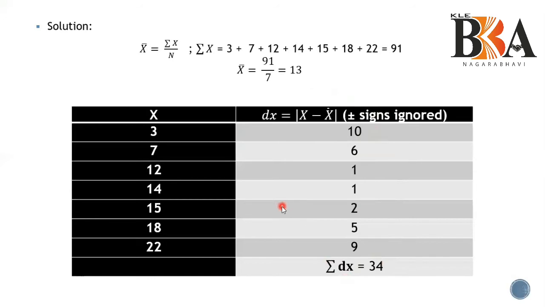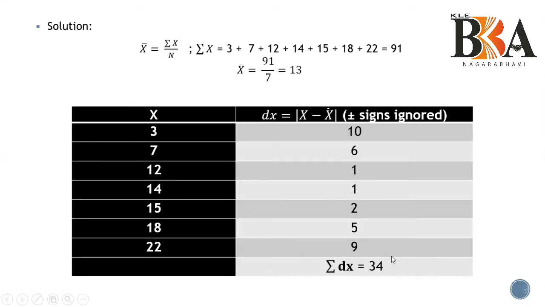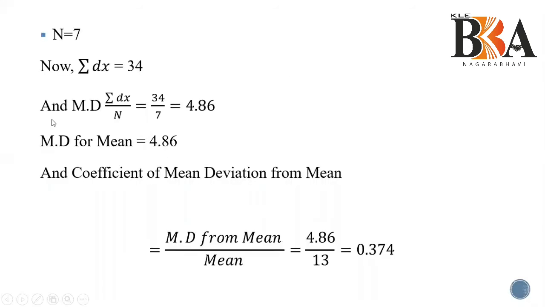Once we have 34, you have to implement these values in the formula. So n equals 7, the total number of terms, and we have got sigma dx, that is 34. So mean deviation equals sigma dx divided by n. Sigma dx is 34 and n is the number of terms, that is 7. When you divide this, you get 4.86.